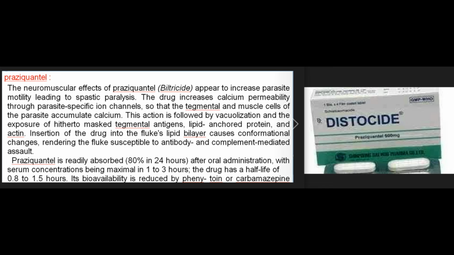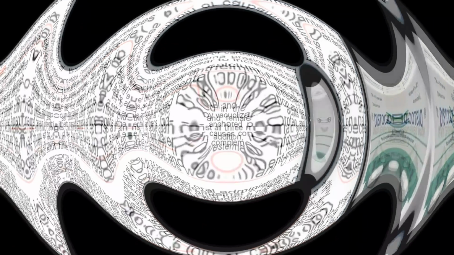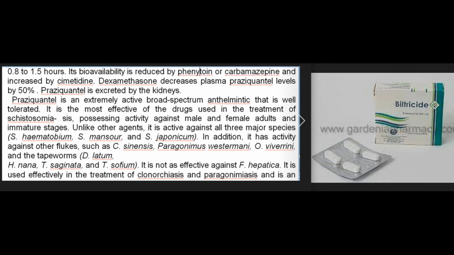assault. Praziquantel is readily absorbed, 80% in 24 hours, after oral administration, with serum concentrations being maximal in 1 to 3 hours. The drug has a half-life of 0.8 to 1.5 hours. Its bioavailability is reduced by phenytoin or carbamazepine and increased by cimetidine. Dexamethasone decreases plasma praziquantel levels by 50%. Praziquantel is excreted by the kidneys.